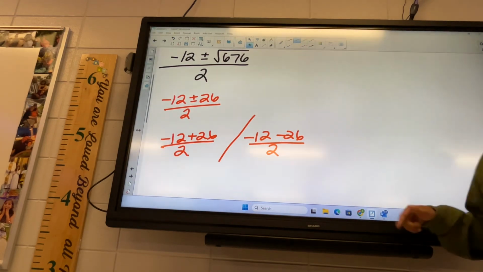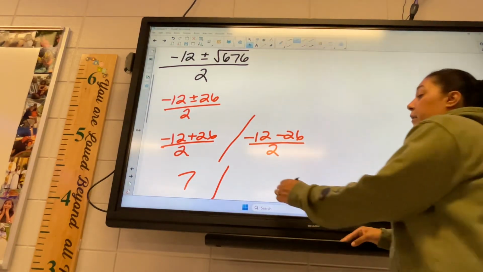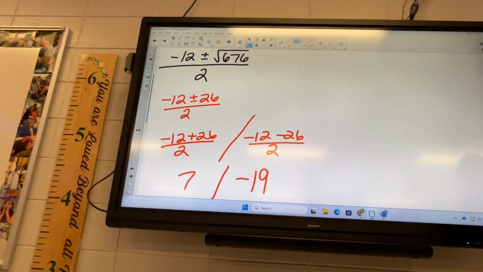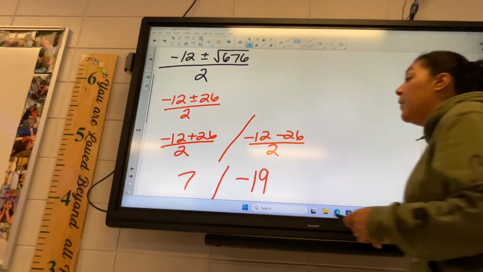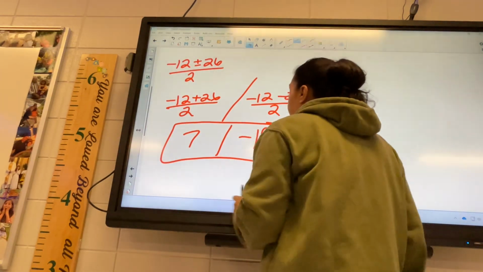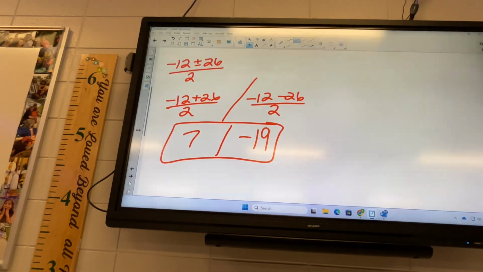So the plus is 7, okay, and negative 19 for the minus? Yep. Okay, do we leave it as a fraction or a decimal? We do it as a fraction. Okay, so we do it as a fraction if we have a fraction for an answer. However, if you're doing it as a decimal, I'm not going to mark it wrong, as long as your decimal's right. Okay, you guys.